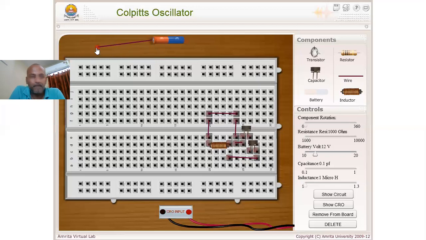Now we place a battery here. The upper half is made positive and the negative terminal is connected with the lower line here, and this is earth connected here and also connected to the CRO. Every component which we have to earth, just connect on this last row.